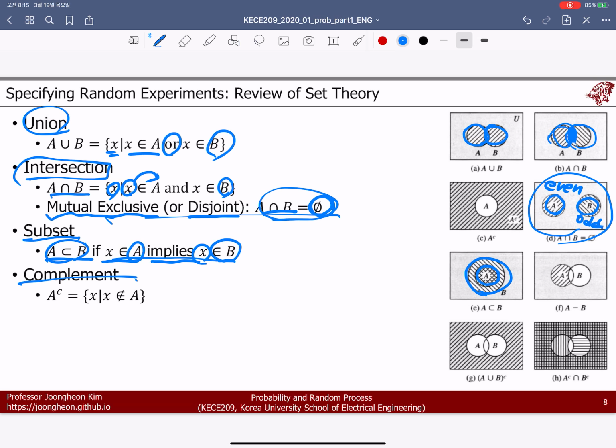Complement. Complement means that we will get everything which is not in capital A. So this one is called complement. So this is A, then the others are all the complement of A. Okay, you have to remember this one.